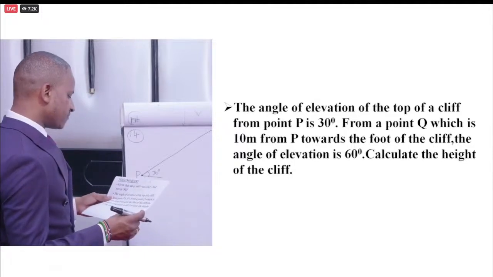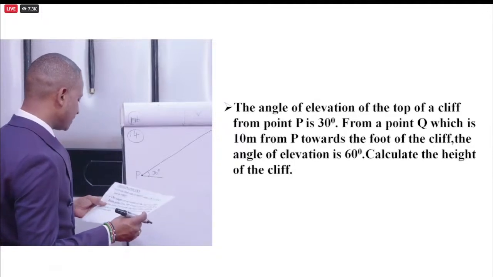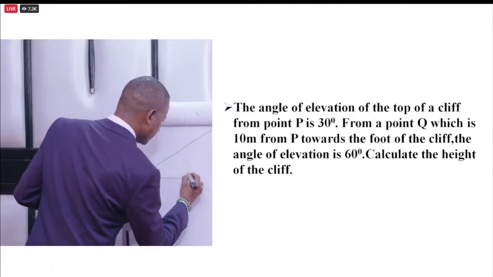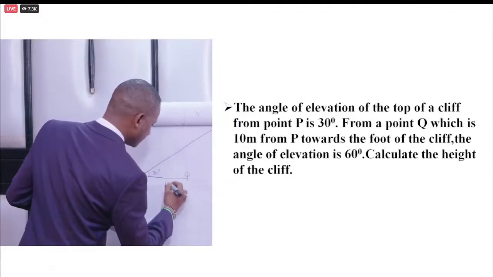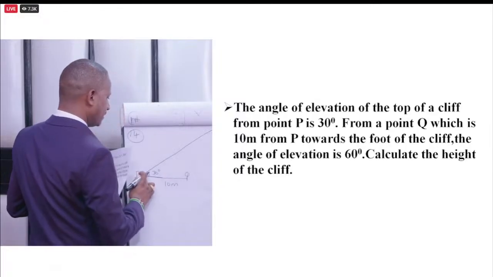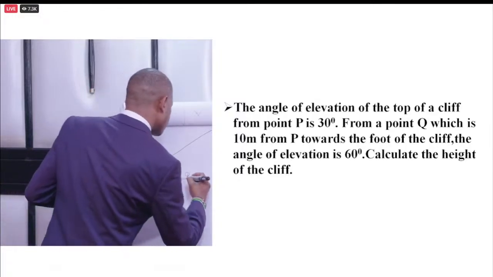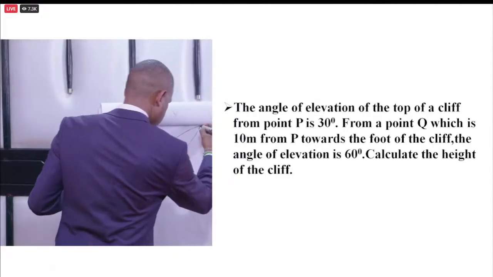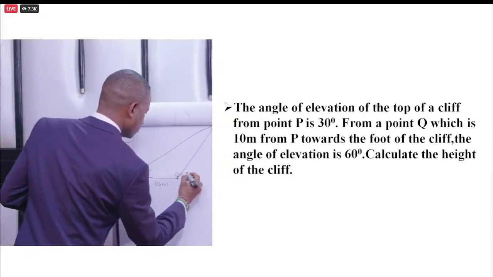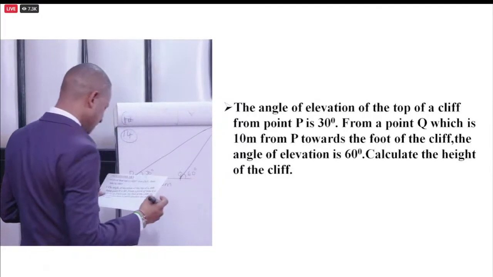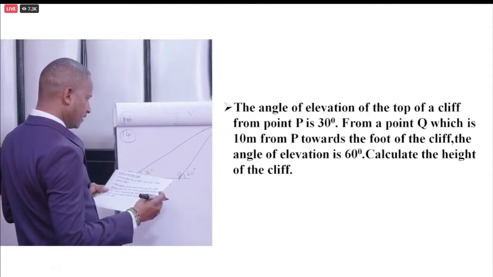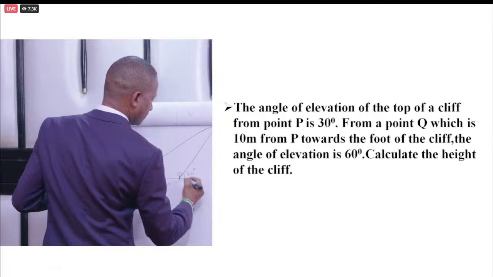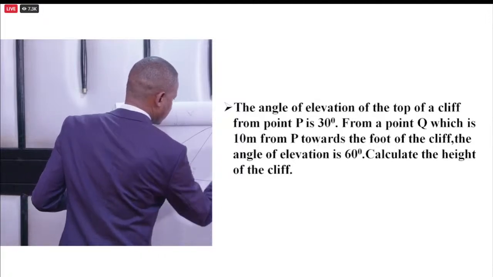Then you are also told from a point Q, which is 10 meters from P. Point Q, 10 meters from P. So Q is somewhere there. You are told that the angle of elevation from this point, this angle, they say is 60 degrees. Calculate the height of the cliff. So which means that the cliff is dropping here. So this is the cliff and this is the height.